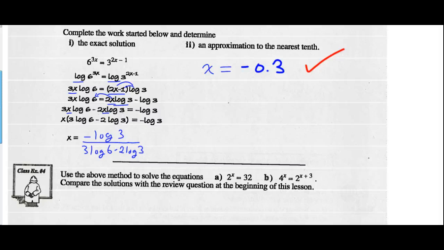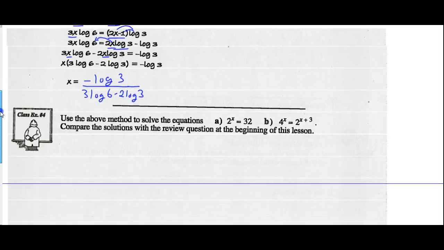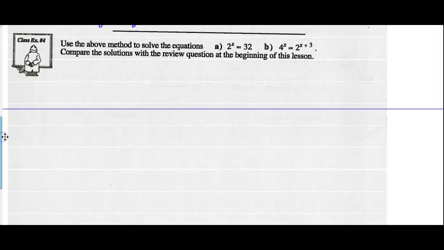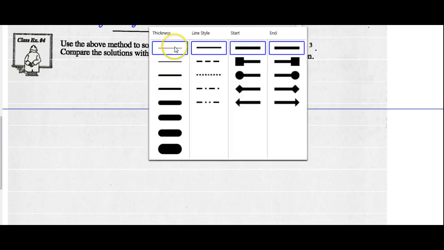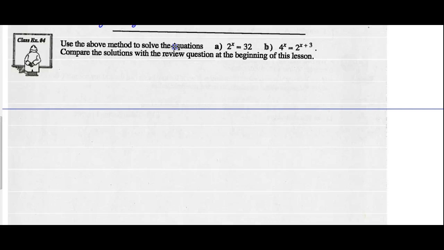All right. Example 4. Use the above method to solve the following two equations and compare the solutions to the review questions at the beginning of this lesson. All right. So we've solved these already. But let's solve them using the method we were told.